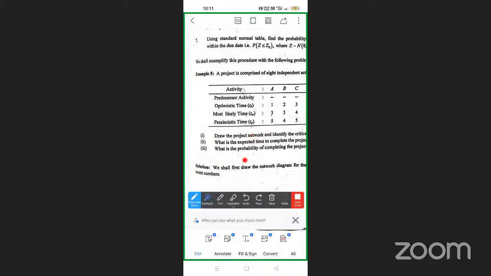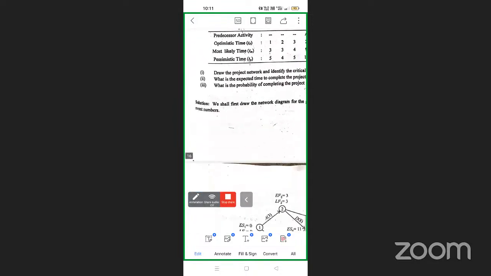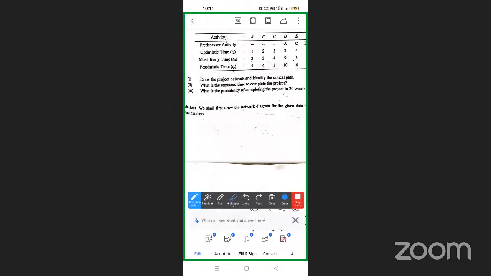So these are the three points. First, we have to draw the network diagram and identify the critical path. Next, what is the expected time to complete the project? It is given with activity and TO, TM, TP. So up to here is the question. Now the solution. First we have to draw the network diagram for the given data.